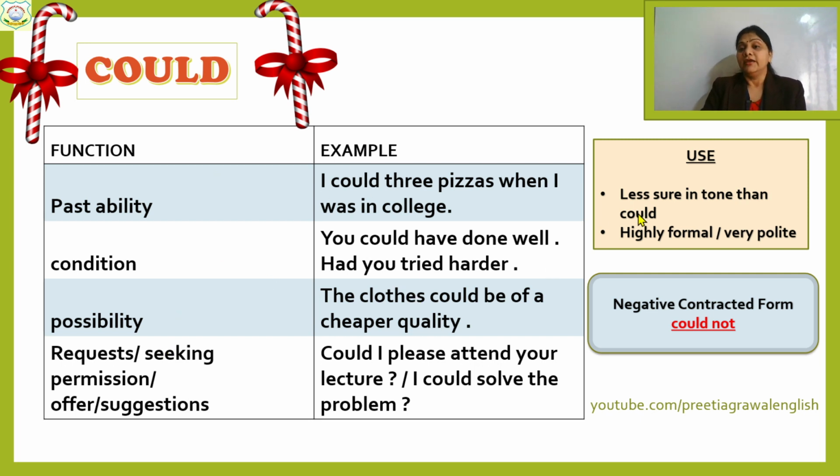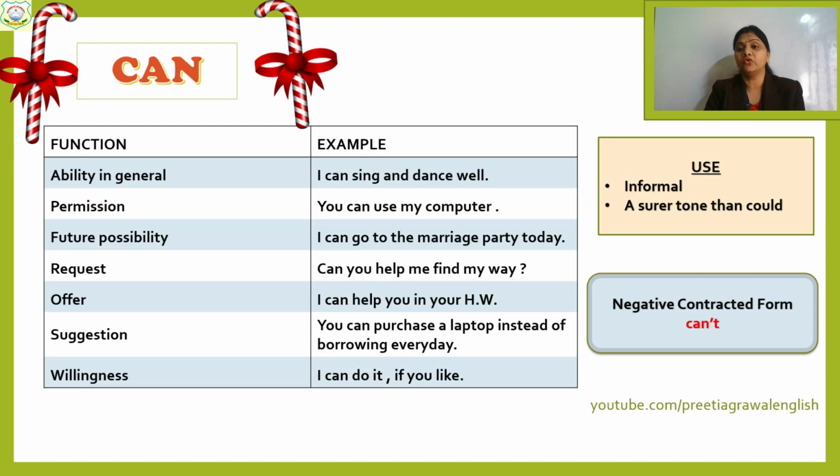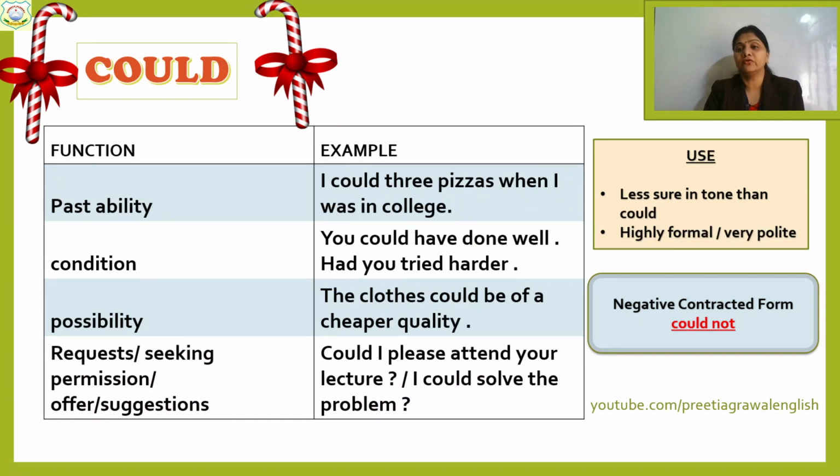What is the use? It is less sure in tone than can. Already I have told you in the previous slide. Do you remember? Here I have shown you a surer tone than could. Means can is surer than could. And here it is written, less sure in tone than can. Highly formal, very polite. And the negative contracted form is couldn't. Means whenever we have to speak very politely, we will be using could. Could I please attend your lecture? It means we are formal and we are using polite words. That time we have to use could.